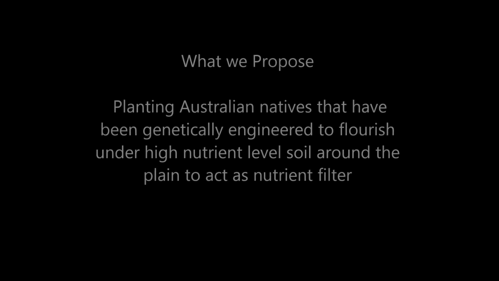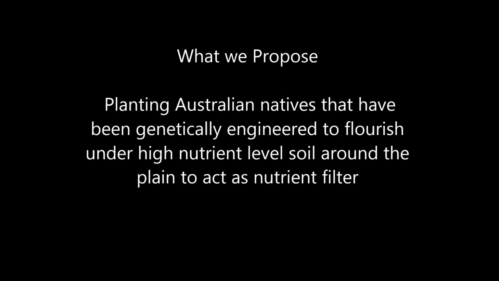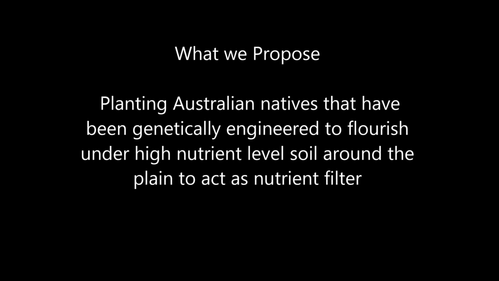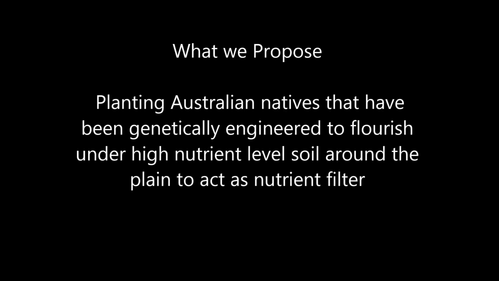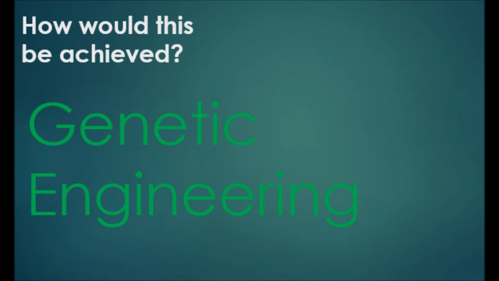The strategy that we propose is planting Australian natives that have been genetically engineered to flourish under high nutrient level soil around the plain to act as a nutrient filter, starving the invasive species within the plain. This to be achieved by council members planting genetically modified seeds around the plain over several weeks.